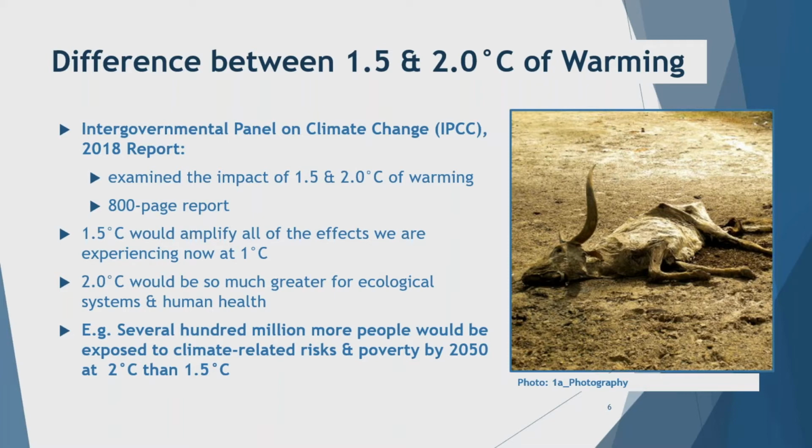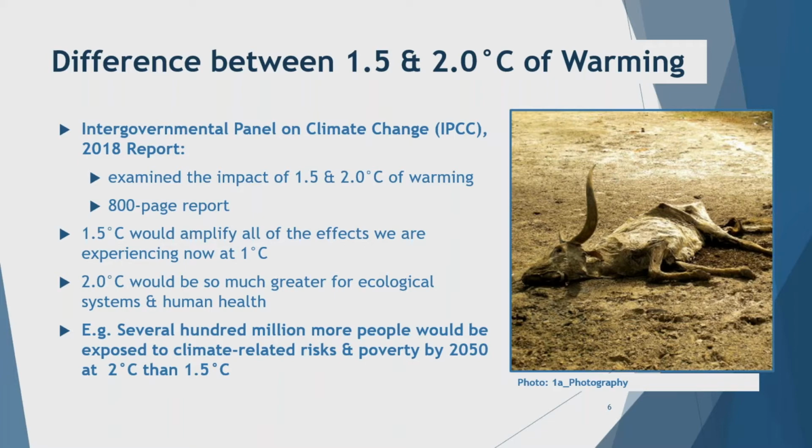It's hard to convey, but when you read, and I didn't read the 800 pages, but I did read the summary report that was for policy people, and you read all the different indicators, things like, coral reefs around the world will be destroyed, ports will be destroyed. One of the indicators for human health was that several hundred million more people would be exposed to climate-related risk and poverty by 2050 at 2 degrees of global warming than with 1.5 degrees.